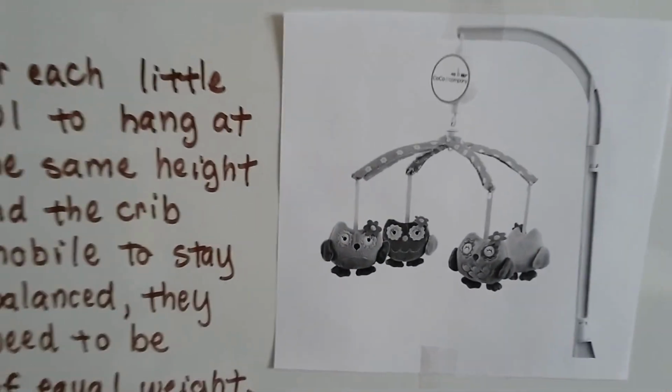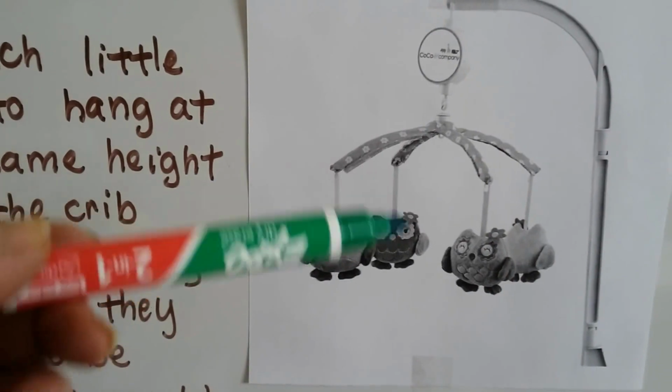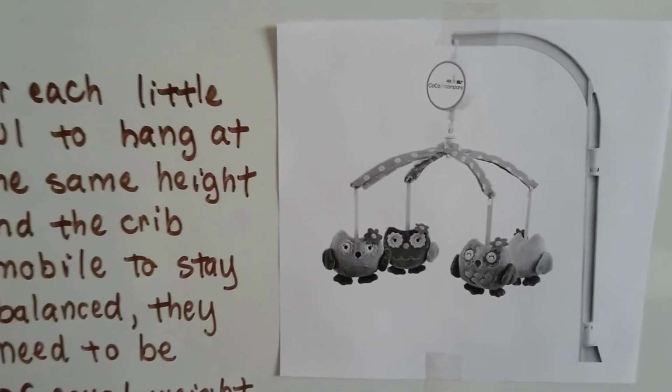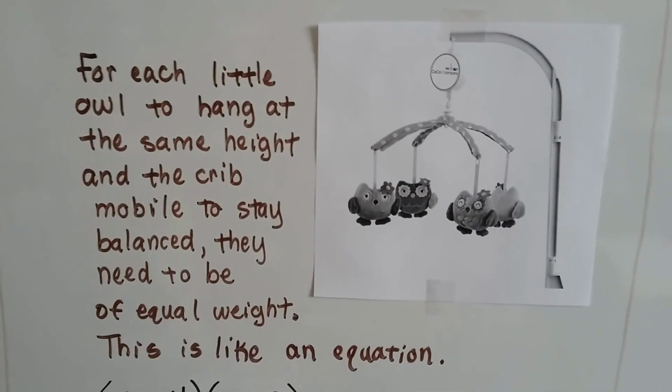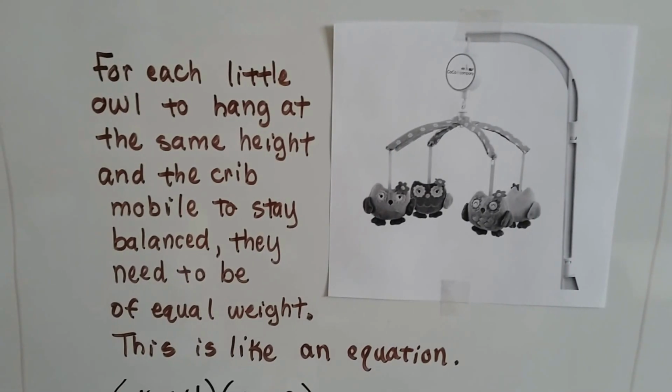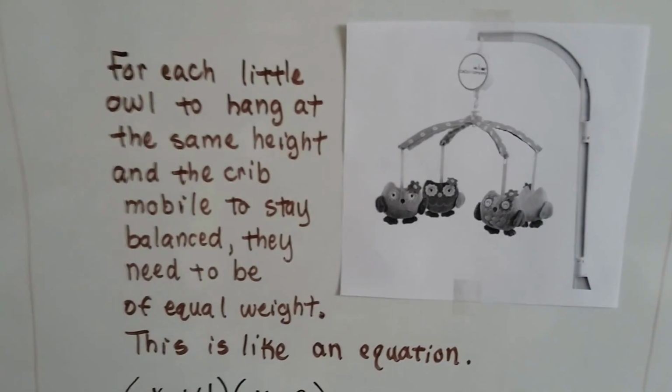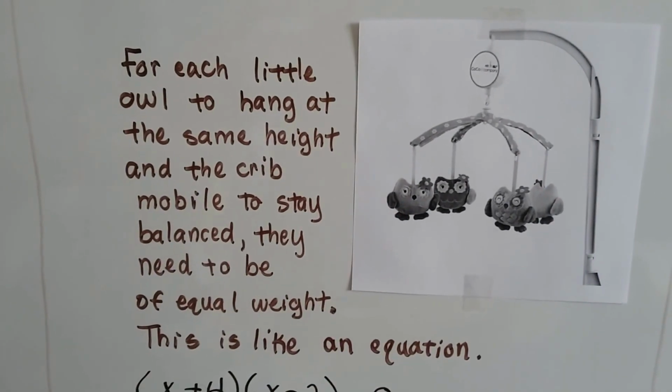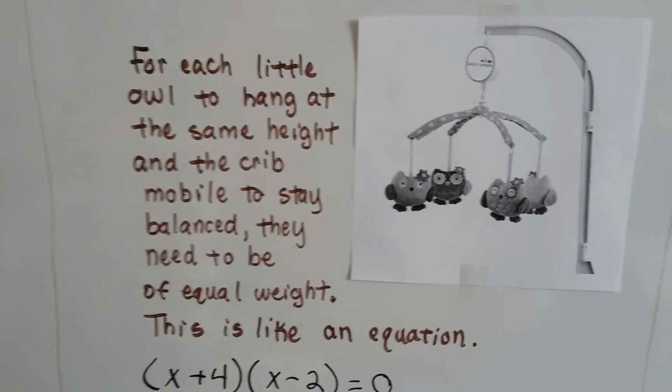You've seen baby crib mobiles, right? They hang in the baby crib and they go around, they have music and the baby can look at it. Well, for each little owl to hang at the same height and for the crib mobile to stay balanced, they need to be equal weight. If one of these little owls weighs more than the other three, then the whole thing is going to tip.